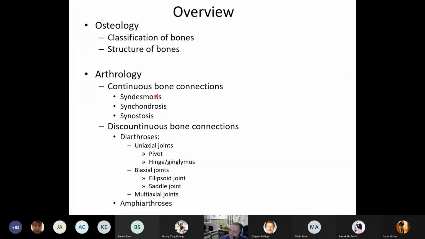I will talk about continuous bony connections, and I will talk about discontinuous bony connections with several groups and subgroups, and I will classify them according to the number of axes. So let's start because it's a lot. First of all, the bones.